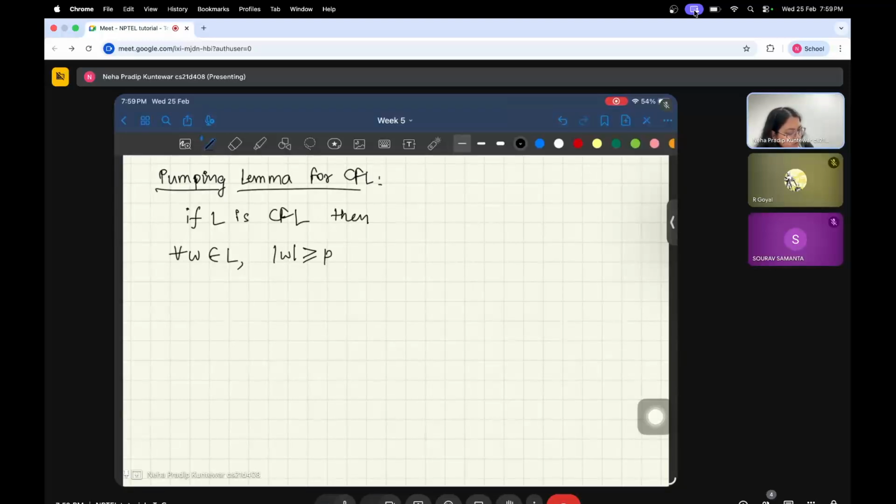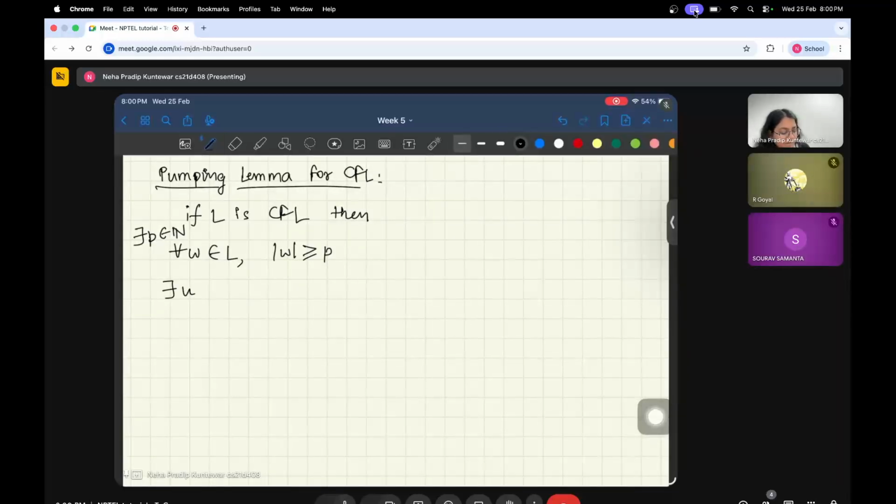Can we start from there exists p? Because in the pumping lemma also we wrote: if L is a CFL, then there exists a pumping length p such that for all w's with length greater than this, and then there exists a partition u v w x y.